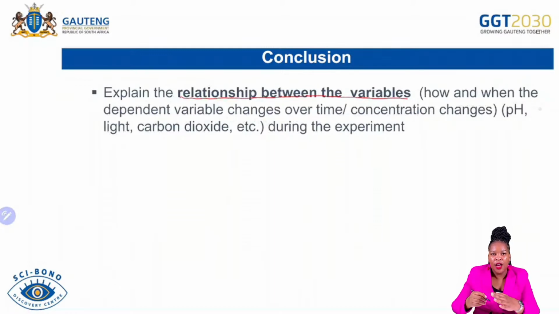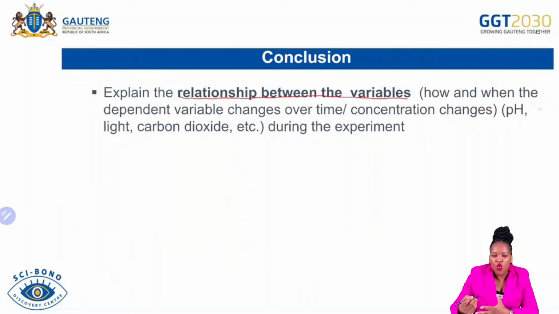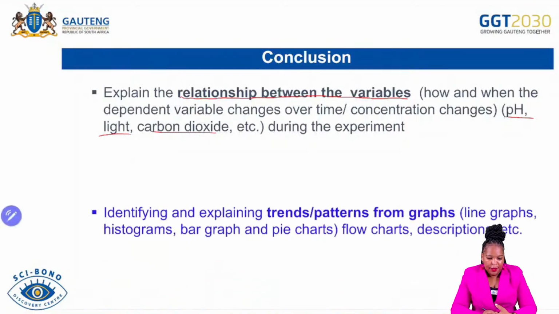So you must tell us that when the pH increases, meaning the soil is becoming more alkaline, then the growth of tomatoes increases. That is just an example. But you see, you are telling us and interpreting the results that you got and drawing a conclusion based on your results. So that can work with whatever variable you were testing. It can be pH, it can be light, carbon dioxide, etc. during an experiment.